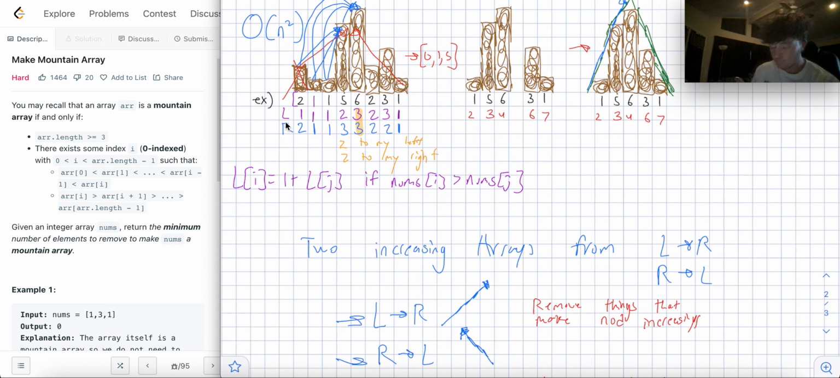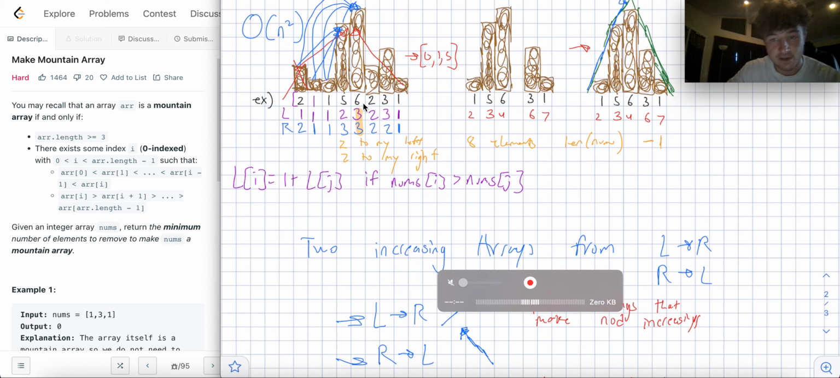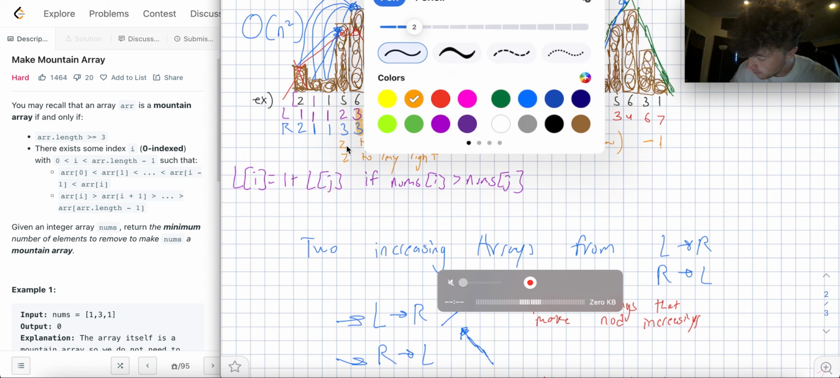Okay? So how many did I have to delete to create this? Well, how many elements are there? There's 1, 2, 3, 4, 5, 6, 7, 8. So there's 8 elements. That's the length of nums, right? Well, I don't have to delete myself because I'm the top of the mountain. So I'm -1 for myself, right? I'm going to do this in a different color because it's hard to see.